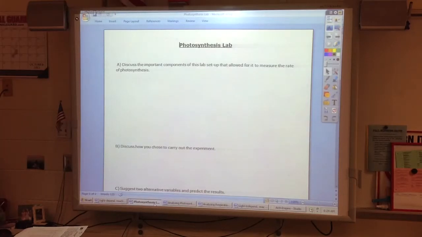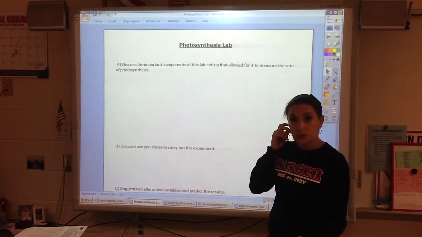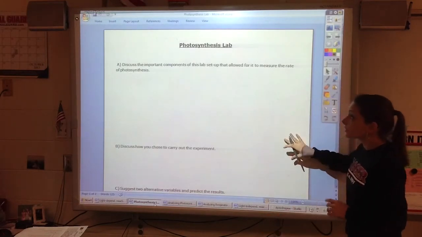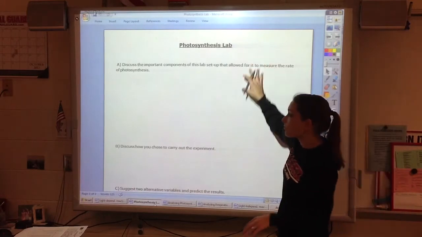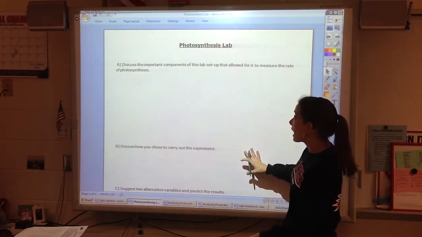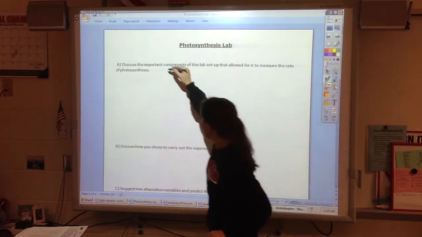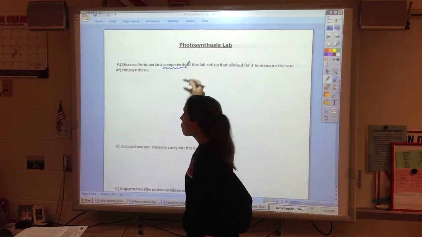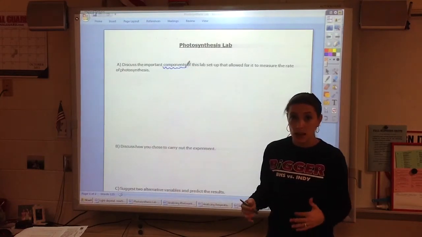This is just a really quick overview of the assignments that you are going to have due for this unit. This is just a really quick write-up of the photosynthesis lab. So you're looking at the important components. What did you need to set this lab up?